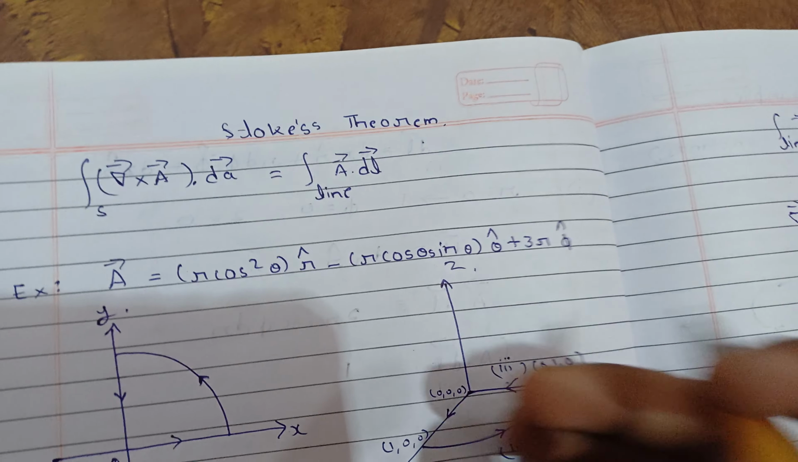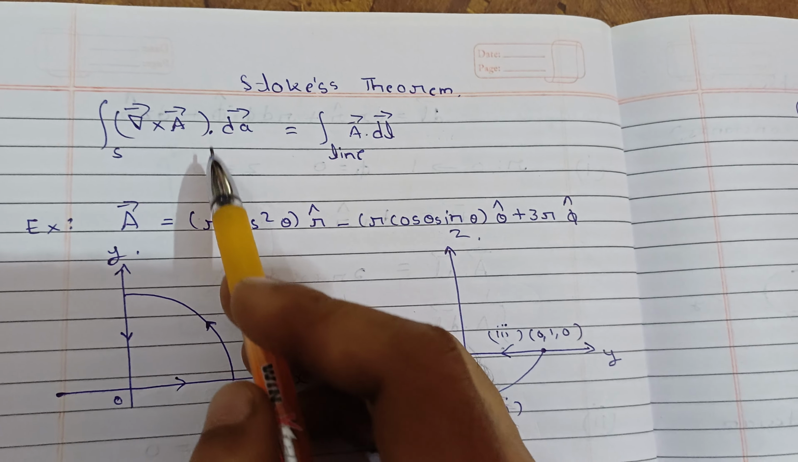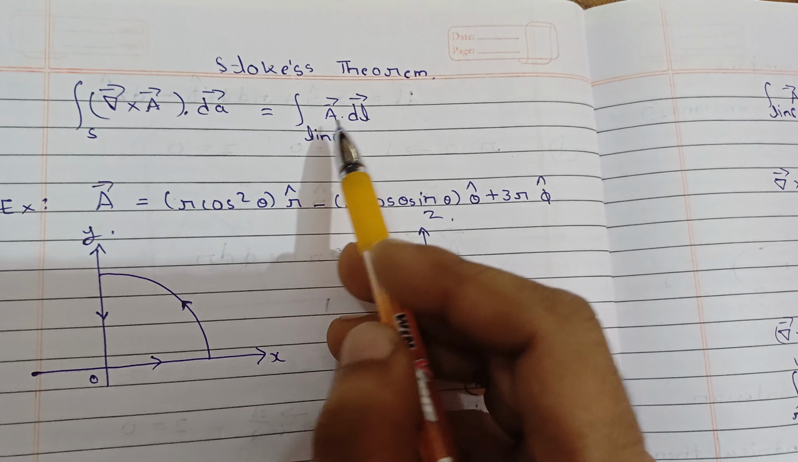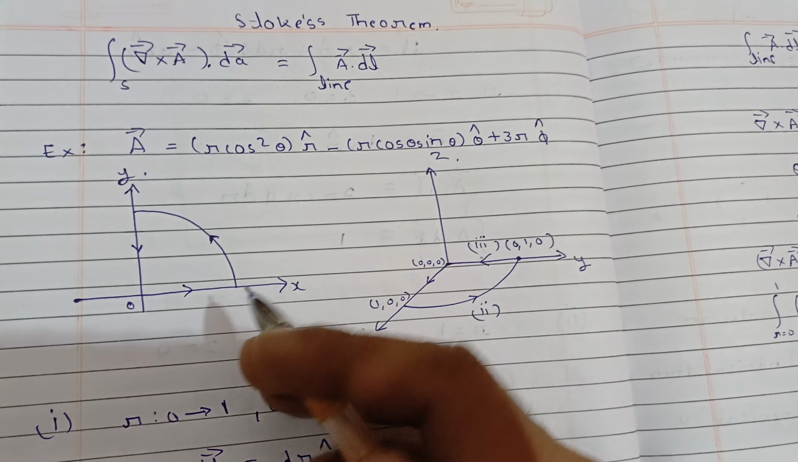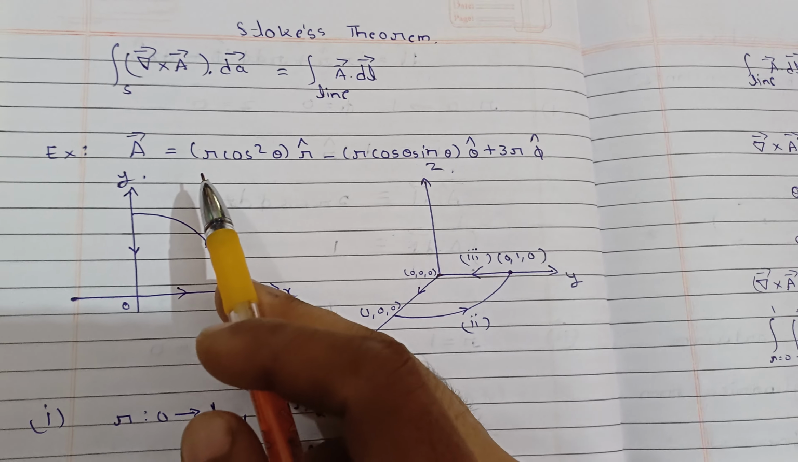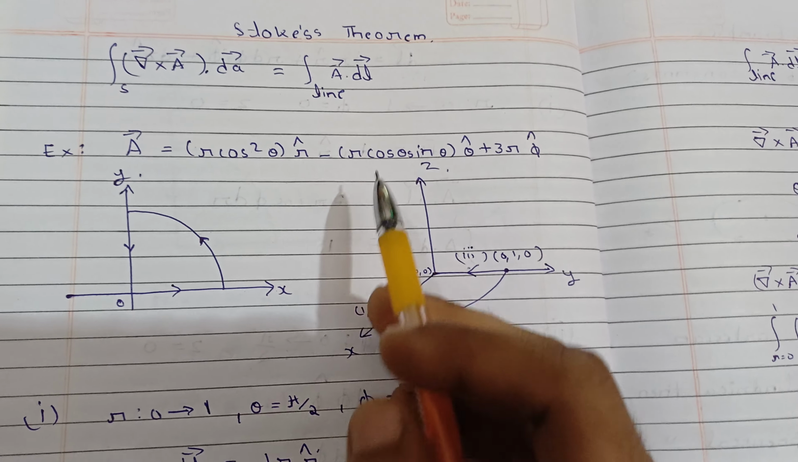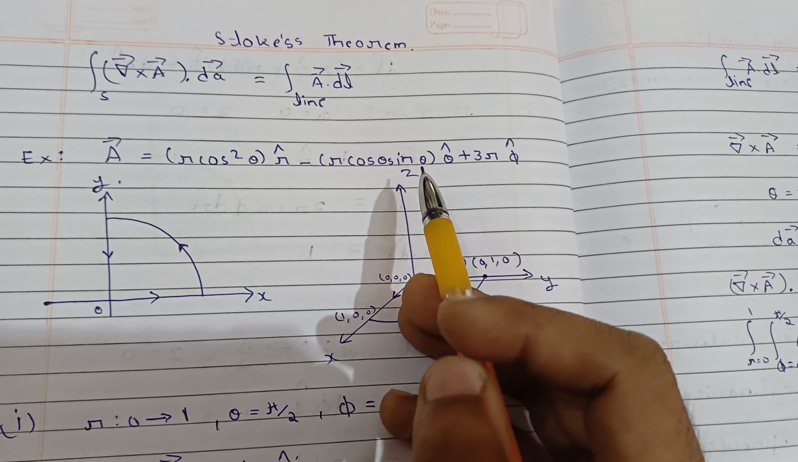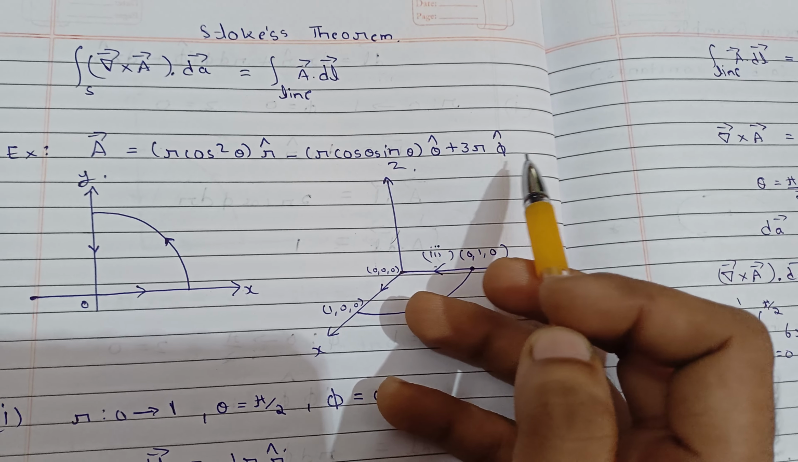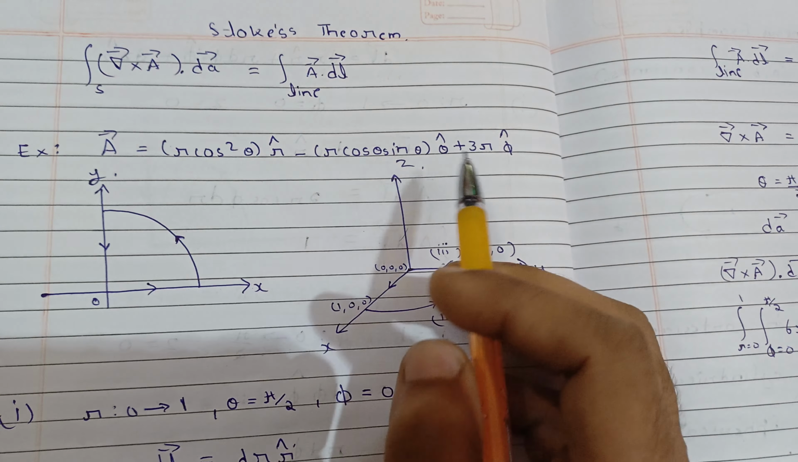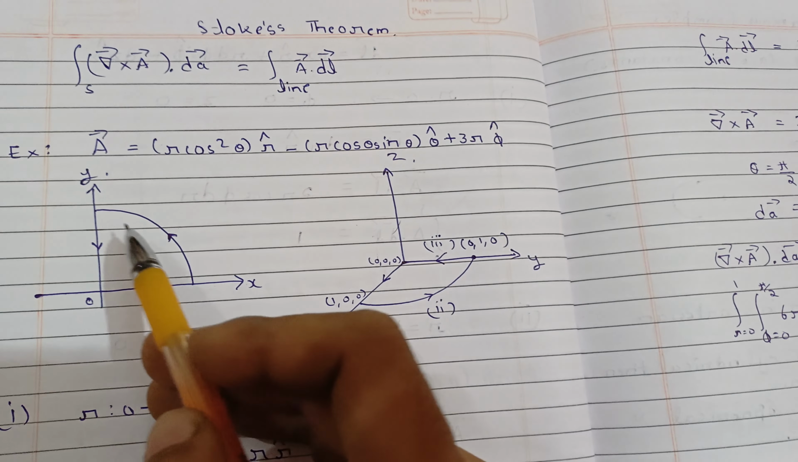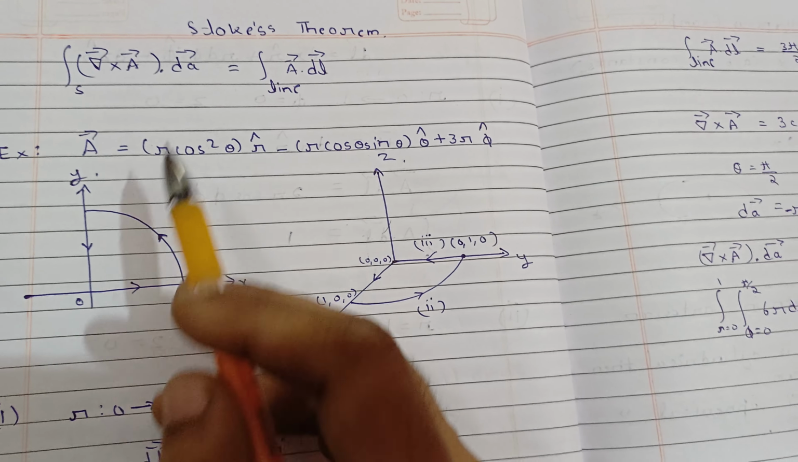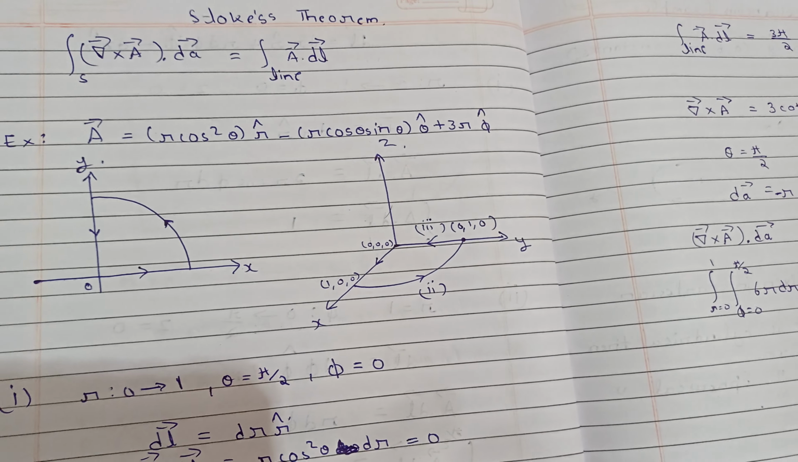So that is your Stokes theorem, the integral of curl of A dot dA will give you your line integral of A dot dl corresponding to that surface. Okay. So let A be given as r cos square theta r cap minus r cos theta sin theta theta cap plus 3r phi cap. So this is your vector field. Okay, it is given in the spherical coordinates, and you need to verify this result for this surface.